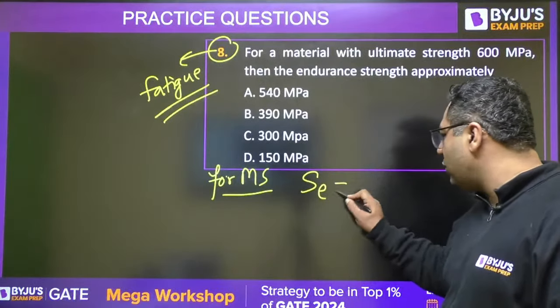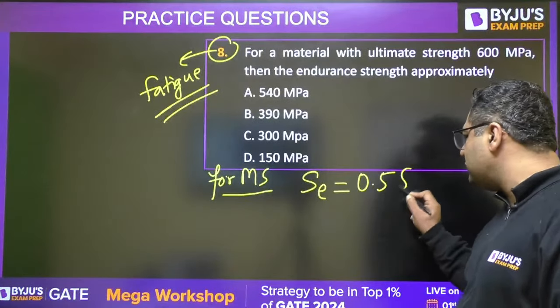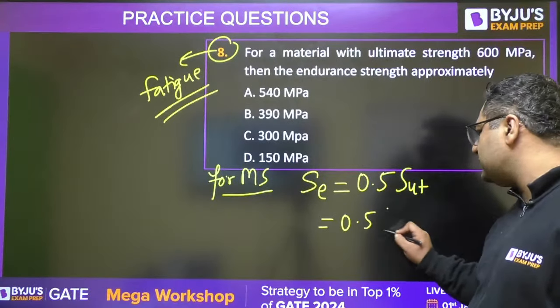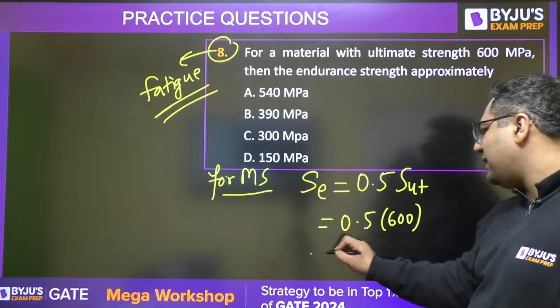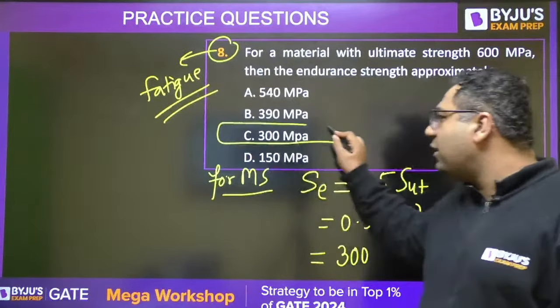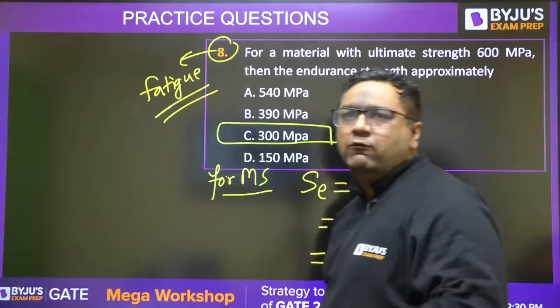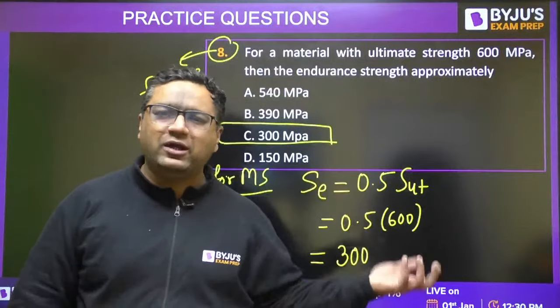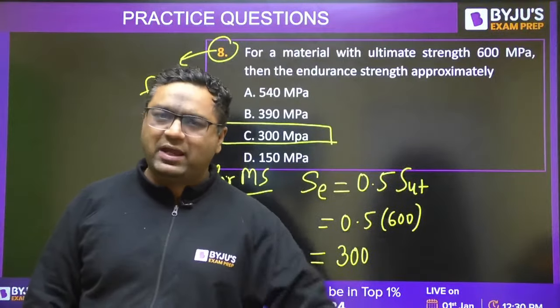So my dear, in general for mild steel, endurance limit is coming out to be 0.5 times of SUT. So it would be 0.5 times of 600. The answer would be 300. For mild steel, it is coming out to be 0.5 times. For other materials, like aluminium and all, it is 0.4 times or 0.45 times.